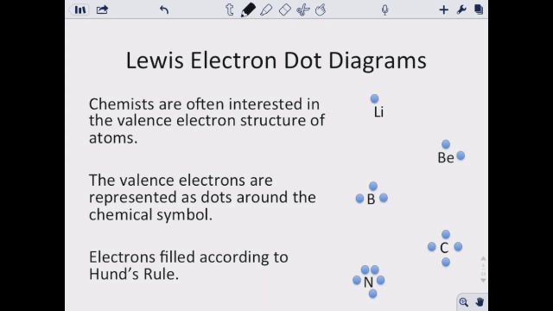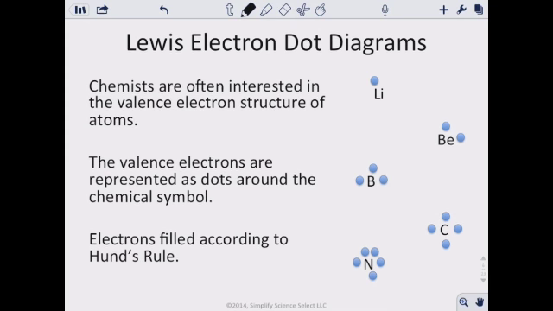Now, with a Lewis dot diagram, or Lewis electron dot diagram, chemists are often interested in the valence electron structure of the atom. So how do the valence electrons play into everything? Remember that that is chemical bonding. That is our chemical bond. And so really valence electrons play a huge part in that.